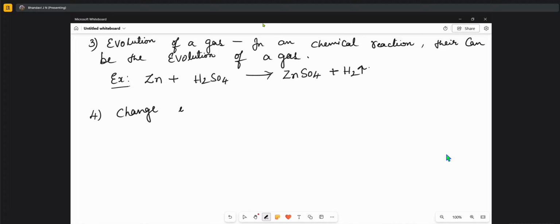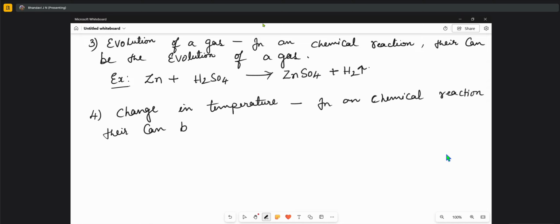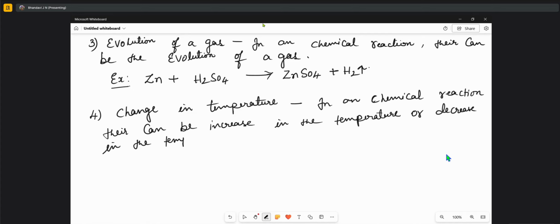Then you have change in temperature. In a chemical reaction, there can be an increase in the temperature or a decrease in the temperature due to the reaction.